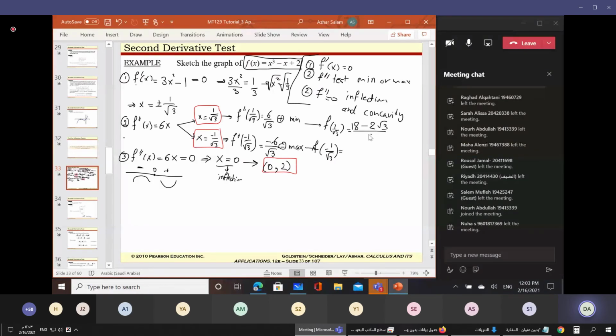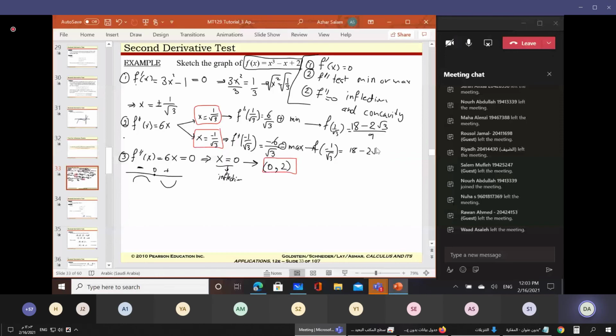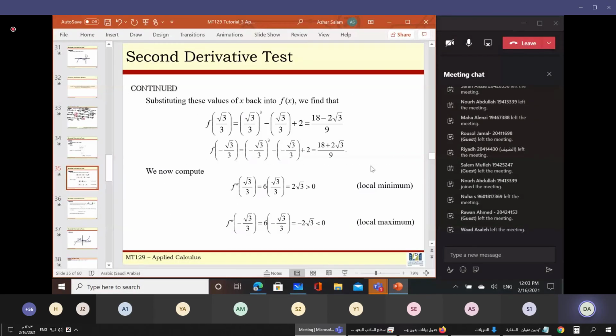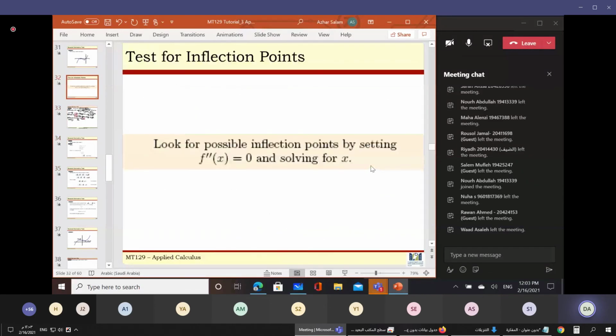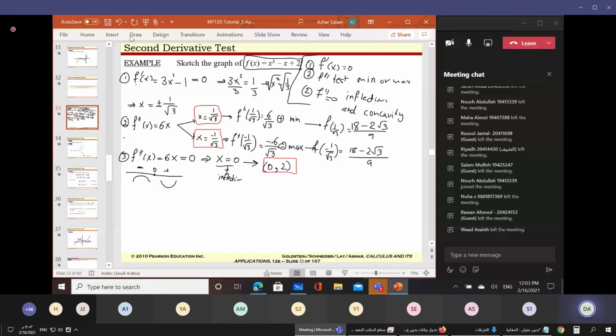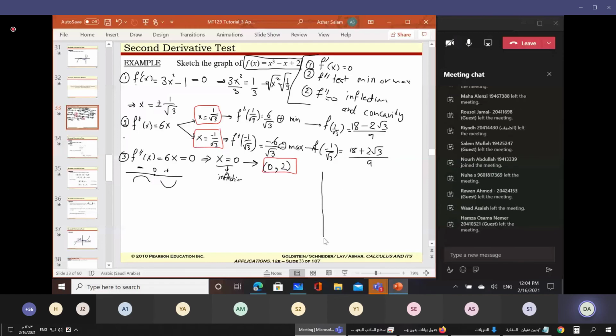18 minus 2 root 3 over 9. One of them was minus. Positive minus, and this will be negative. Okay. This is the y coordinate. So in the graph, I will indicate these points.